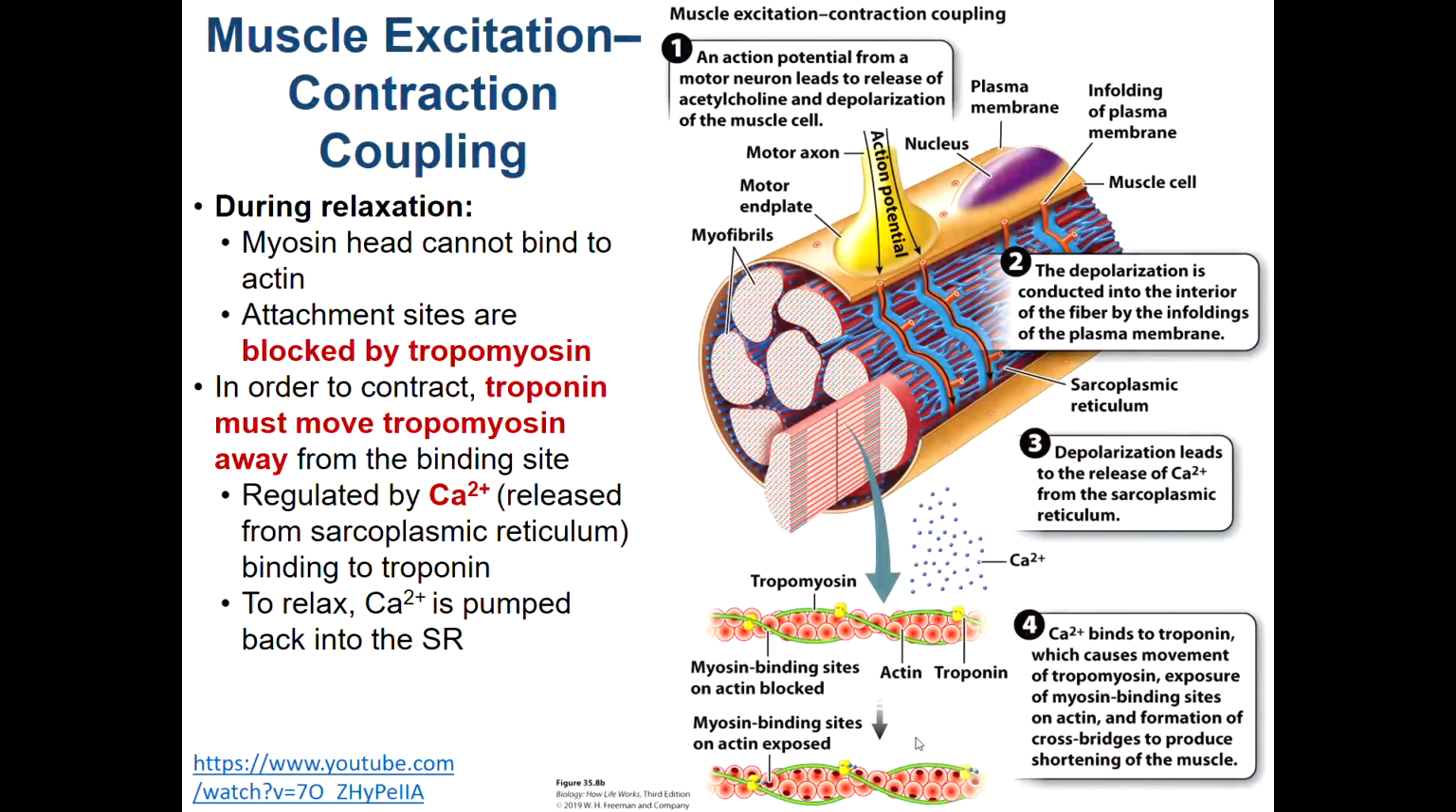This is regulated by calcium, which is released from the sarcoplasmic reticulum. The calcium will bind to the troponin, which will then cause tropomyosin to move away from the actin binding sites. To relax, the calcium is pumped back into the sarcoplasmic reticulum, and the muscle is at rest. So we're going to watch a video so that we can go over how this works and hopefully solidify it in your mind.